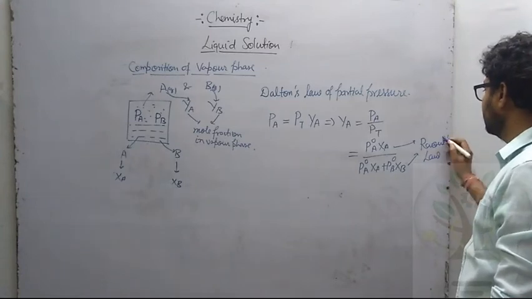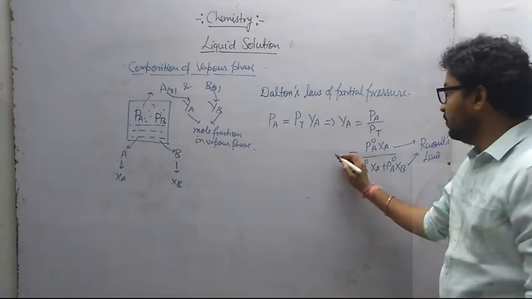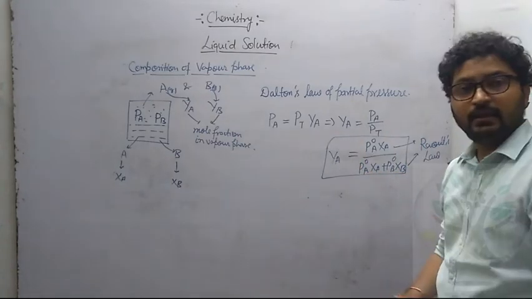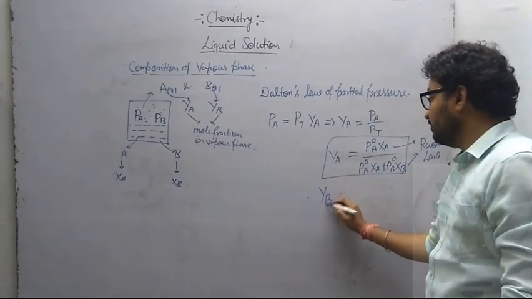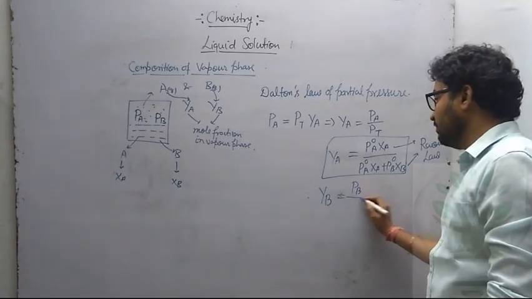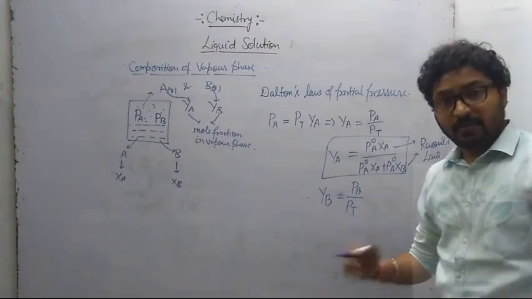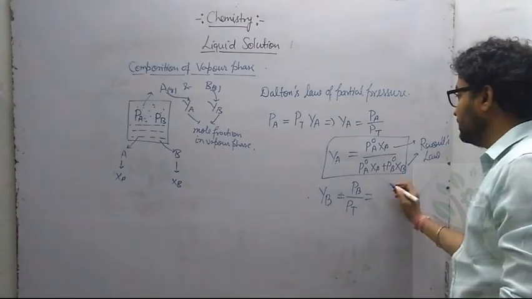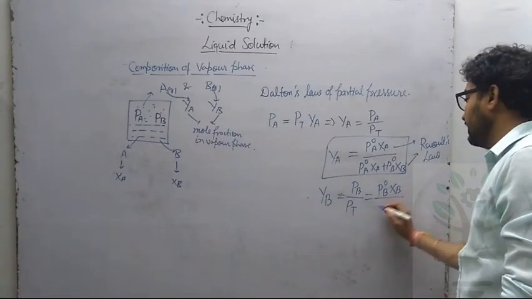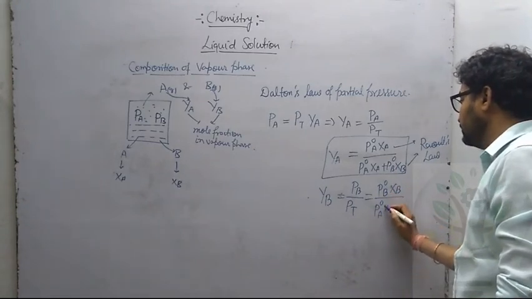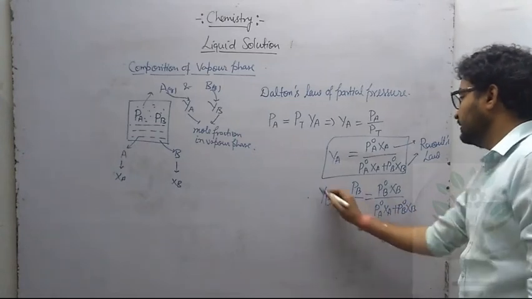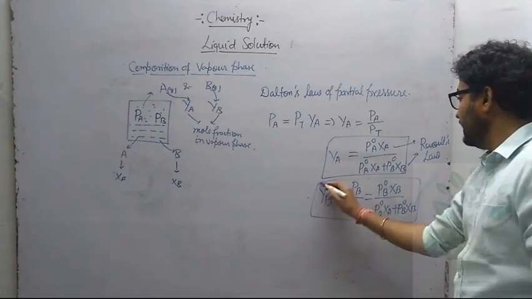Are you getting this? So the mole fraction of A in vapor phase will come as this, and the mole fraction of B in vapor phase will come as how much? It will come as Pb upon Pt. Now what is Pb? Pb is P naught B into Xb, divided by P naught A into Xa plus P naught B into Xb. This is your Yb. I hope it is clear to you.